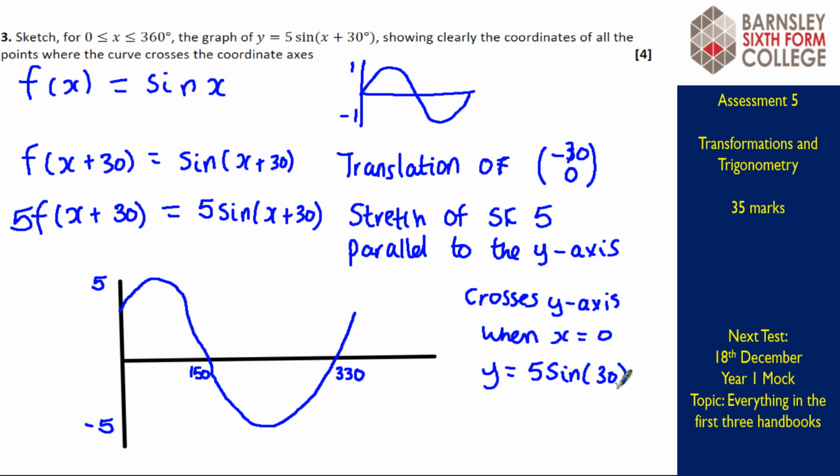So we're finding 5 sine 30, and that's just going to be 5 over 2. Sine 30, of course, being a half, so it's just going to be 5 over 2. So just make sure we make that clear on there. You can do its coordinates as well if you like.